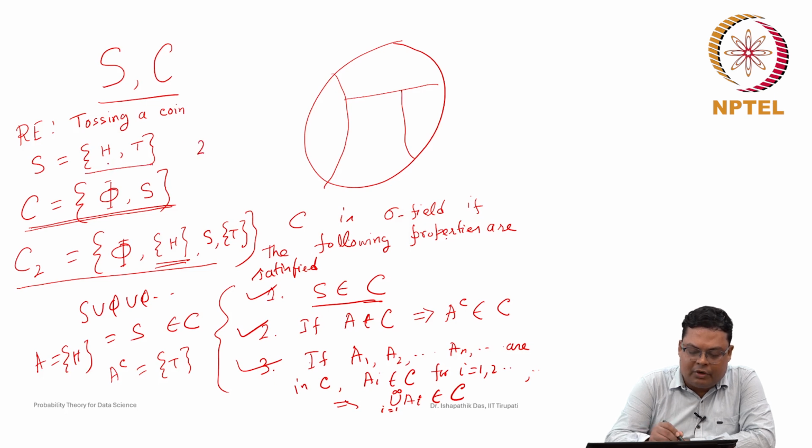If you consider all possible subsets of S, because it is a finite set, it will contain 2 to the power n number of elements. So, 2 to the power 2 is nothing but 4. So, C2 also contains 1, 2, 3, 4 subsets. That is why it contains all the subsets. Whenever you consider all subsets, it is known as the power set.